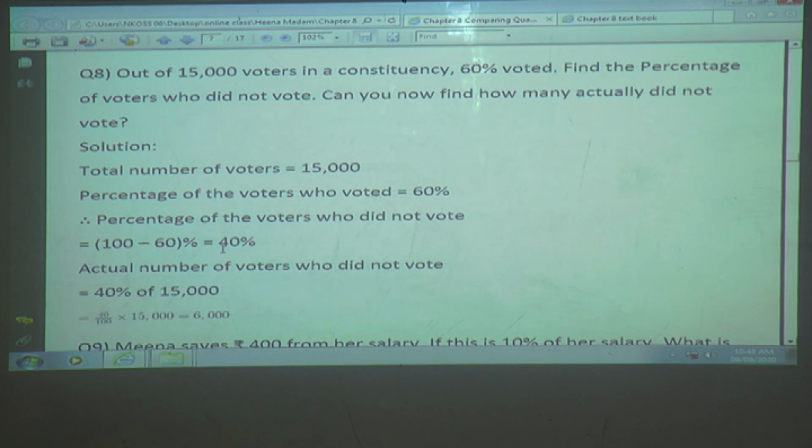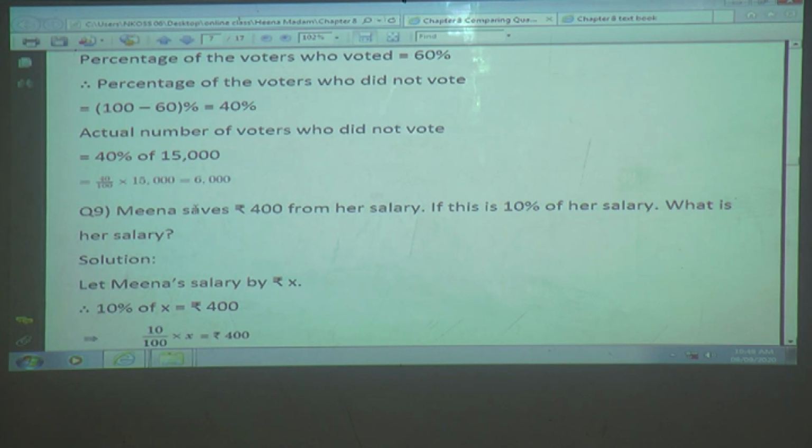So this we got in a percentage, but we should know how many people have done it, because we were having 15,000 voters. So we will try to find out how many have not voted, which is 40%. So the actual number of voters who did not vote is 40% of 15,000. We don't know the quantity, we know it in percent.